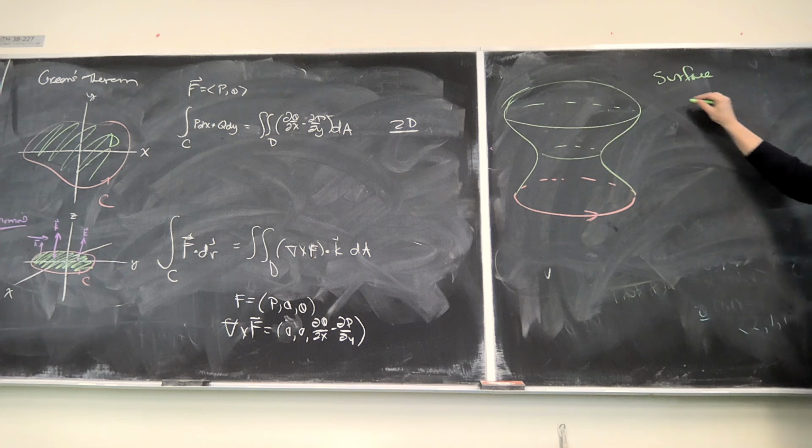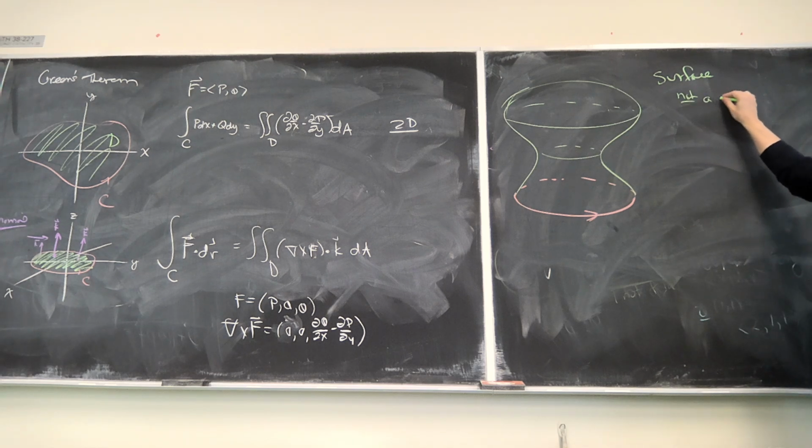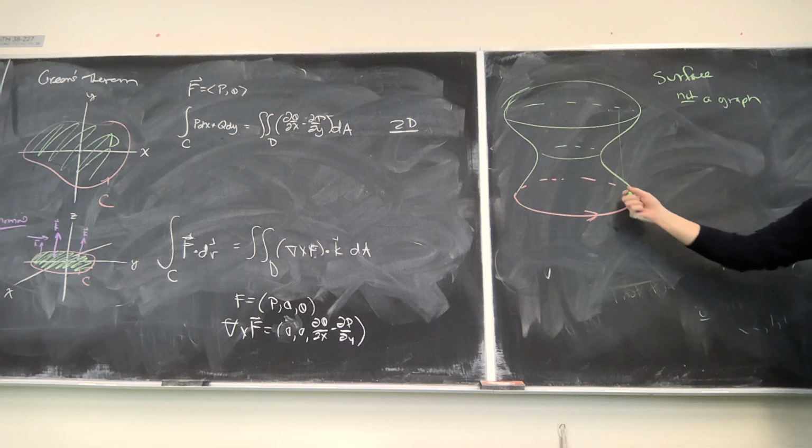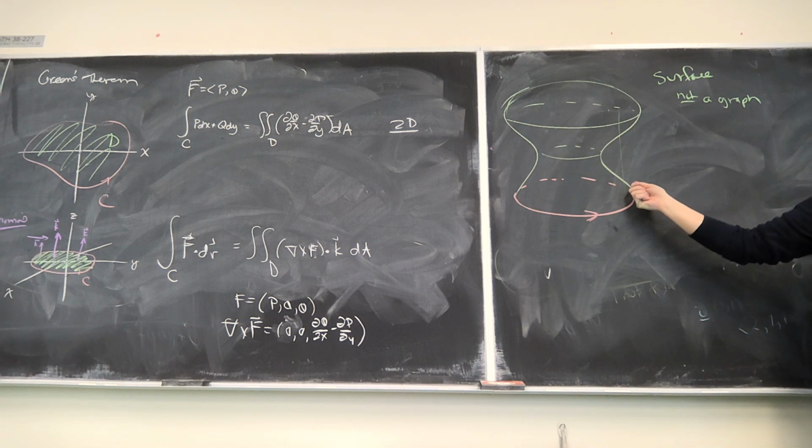This is a surface that is not a function. It's not a graph. The reason it's not a graph is because it fails the vertical line test, right? So this is a surface that I cannot write down as z equals f of x and y.